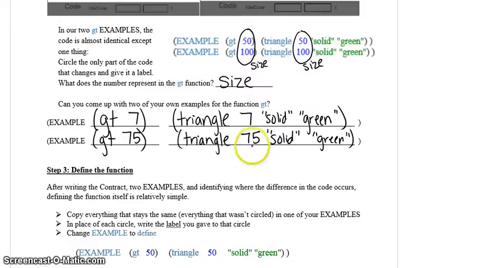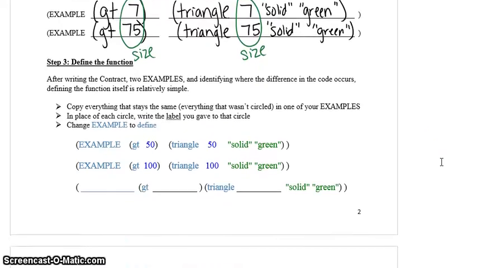So here's an example of what your example might look like. The only thing that might be different is instead of the number 75 here and here, you can have any other number. Even decimals or fractions, big numbers, small numbers will work. So after we write our examples, we do have to identify what's the only thing that's changing. The only thing that's changing is the number, which represents the size. Labeling these with the word size is going to help us when we go to step 3 in the design recipe, which is to define the function.